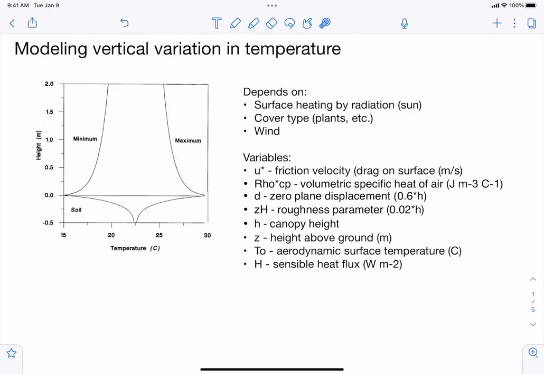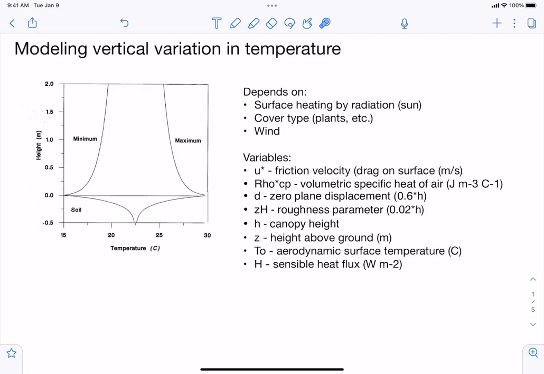And the reason is that even though air is a good insulator, it also mixes really well. And that mixing is caused by eddies. Well, and there's a little more to that story. It depends specifically on surface heating by the sun through radiation, the cover type, whether it's plants, rocks, boulders, just straight soil, snow, anything like that, and also wind.